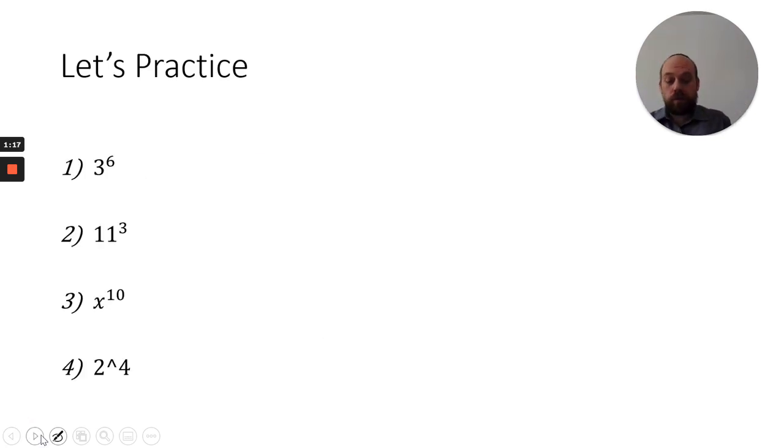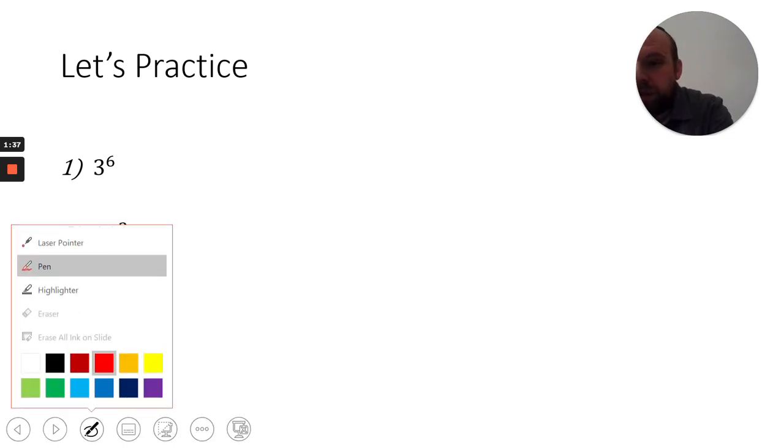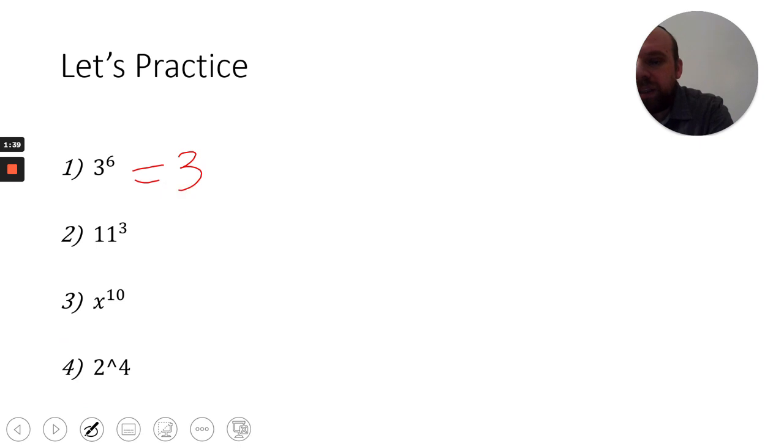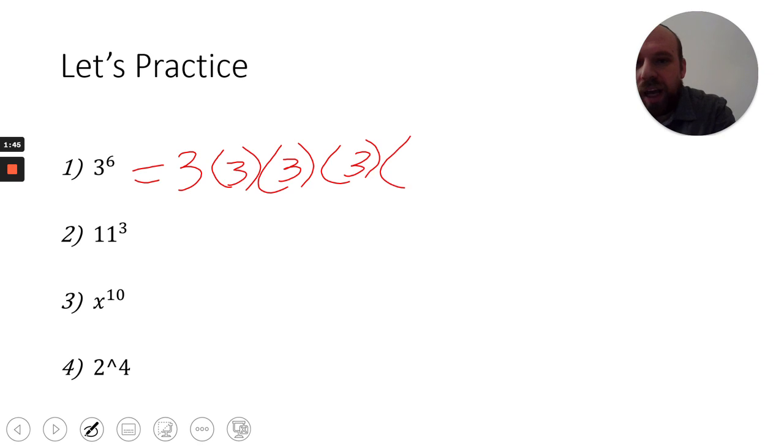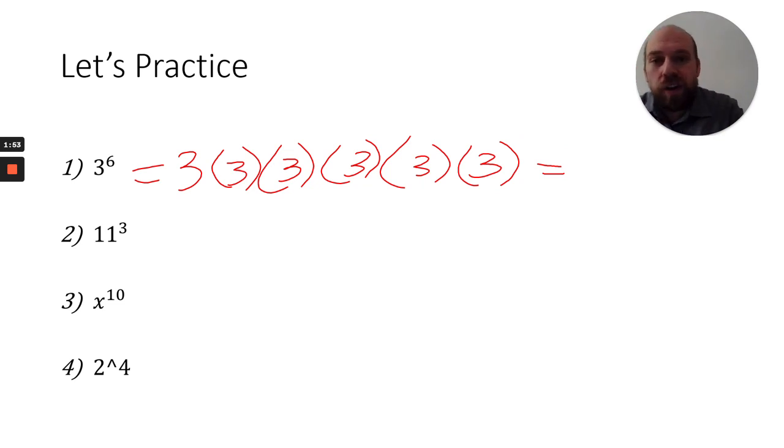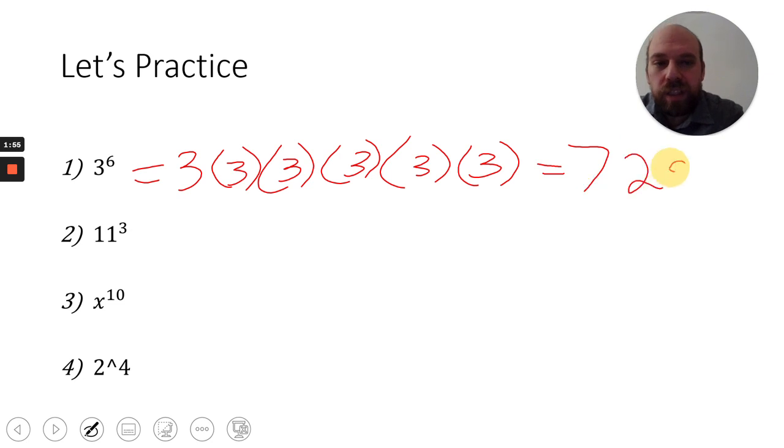Okay? So let's begin. So we have first 3 raised to the 6th power. So 3 to the 6th power would be 3 times 3 times 3 times 3 times 3 times 3, 6 times. You multiply that out, you get 729.